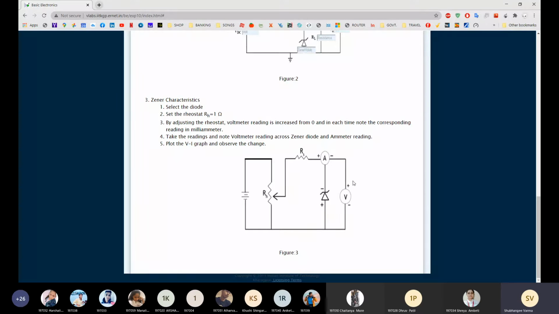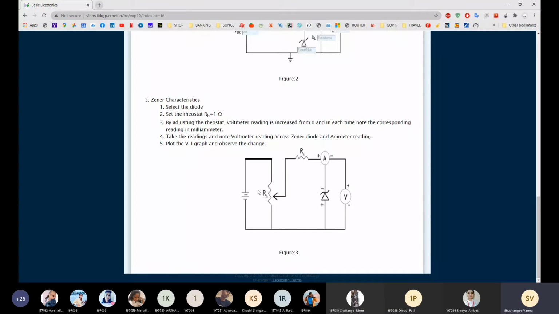So here we can see a Zener diode characteristic, and this is a reverse bias characteristic. And students, before performing this load and line regulation, we are going to perform this Zener diode characteristic. It's very easy. Select a diode. We are going to select a Zener diode. Then we are going to select a rheostat.